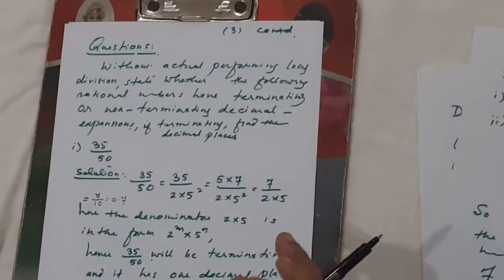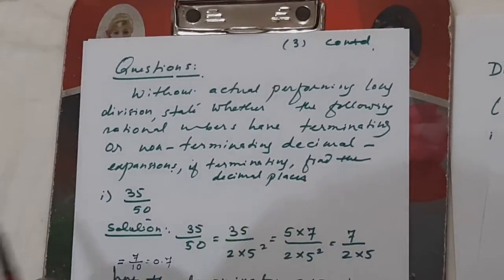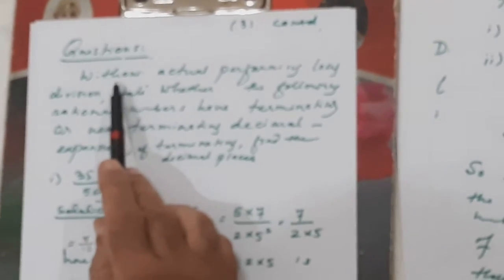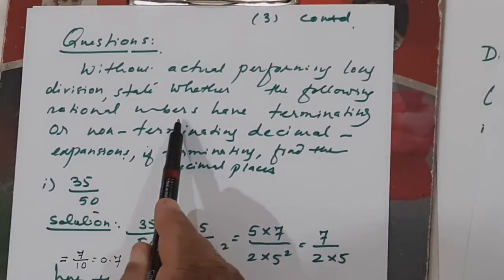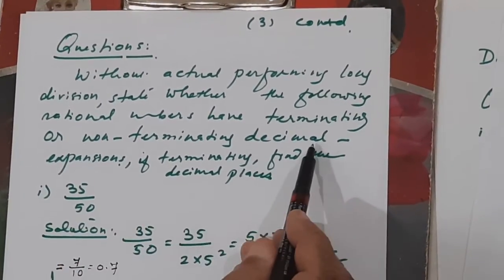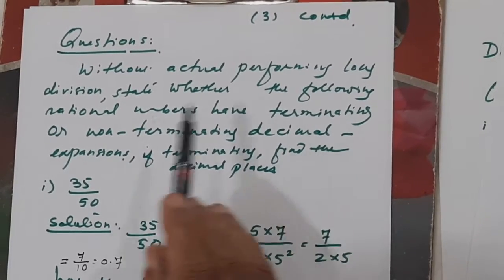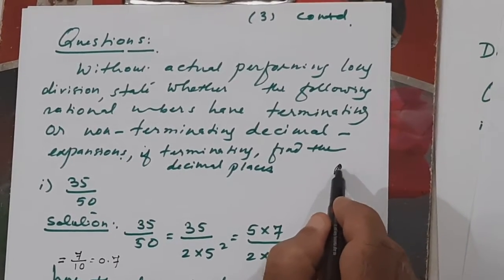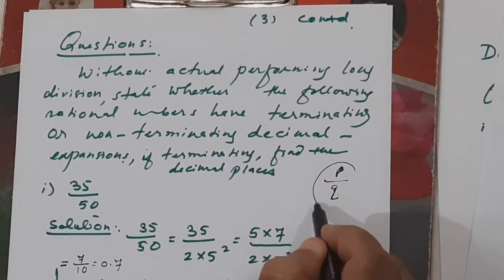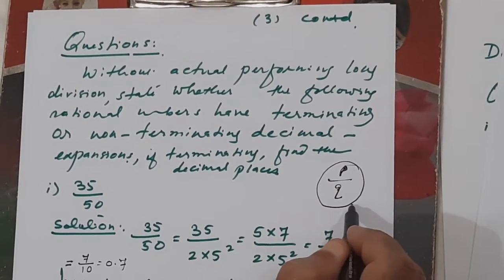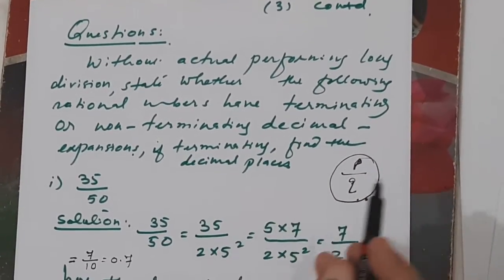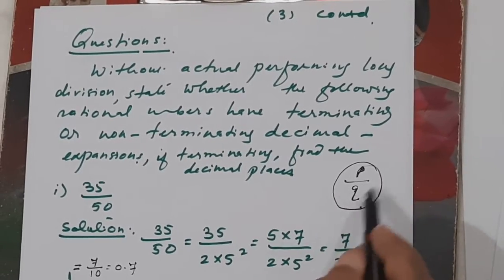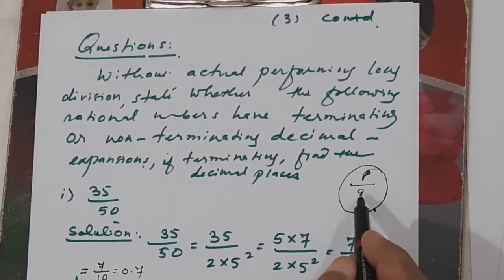Now questions can be asked based on this concept. One question I have taken: without actually performing long division, state whether the following rational numbers have terminating or non-terminating decimal expansion. The question will be given in the form of P upon Q, and then we have to decide whether this P upon Q will be terminating or non-terminating in decimal form, and how many decimal places there will be.